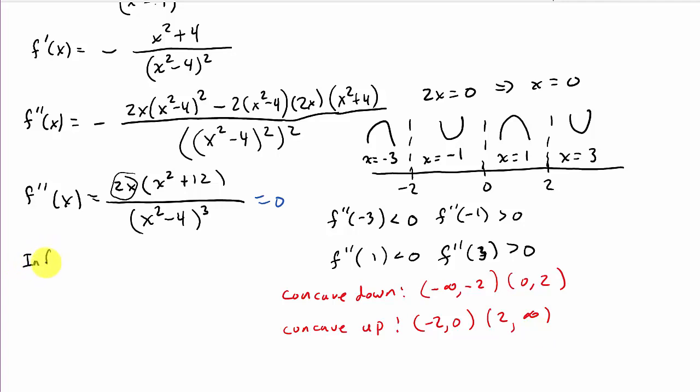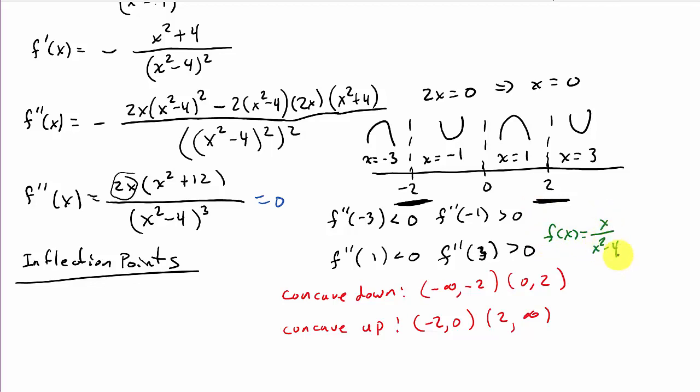Now I've got to look at inflection points. All right. So remember the inflection points, that's where the graph changes concavity, where it changes from concave up to concave down or concave down to concave up. Well, it changes concavity at -2, 0, and 2. But there's not an inflection point at -2, and there's not an inflection point at 2. So if you remember, our function is f of x equals x over x squared minus 4. Okay. Well, if I plug in the -2 or the 2, I get 0 in the denominator, so you can't have a point there. It's undefined. So my only inflection point is at 0.